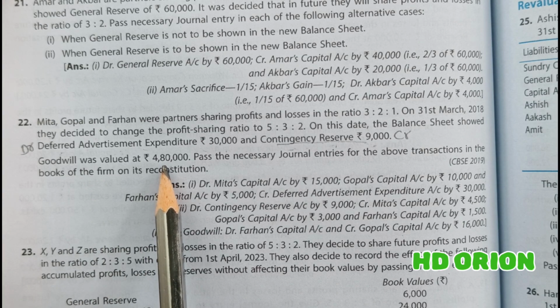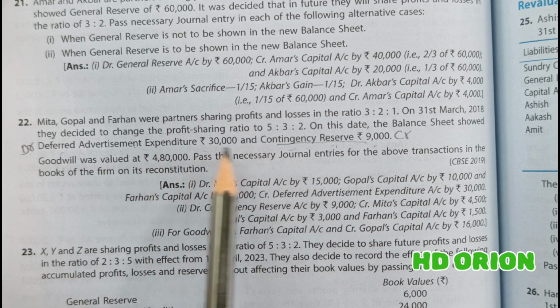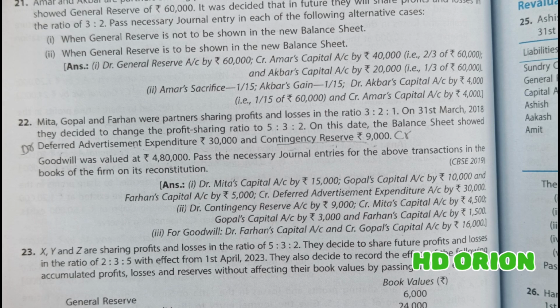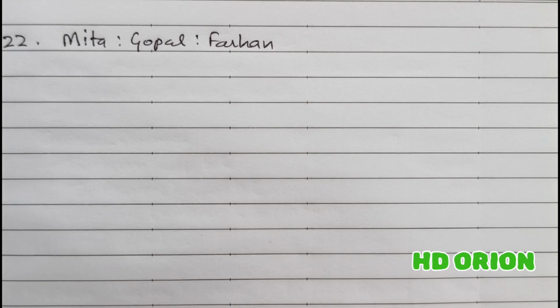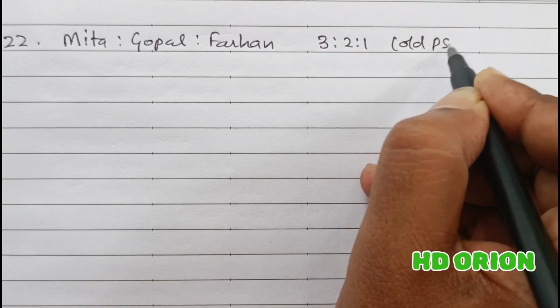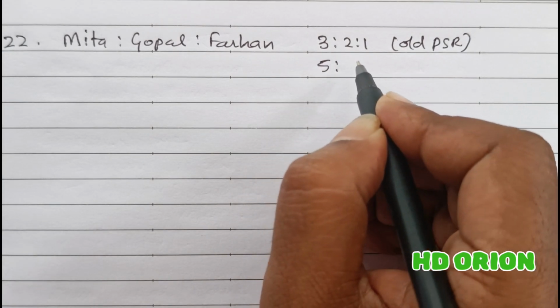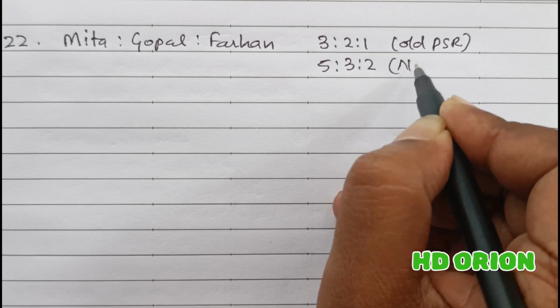At the same time, we also have to show the treatment of goodwill because the firm's goodwill is given in the book. So we will have to calculate sacrificing and gaining ratio for the treatment of goodwill, and these two accounts will be closed by transferring them to partners' capital accounts. So solution 22. There are three partners, Meeta, Gopal and Farhan. Their old profit sharing ratio is 3:2:1, and the new profit sharing ratio is 5:3:2.